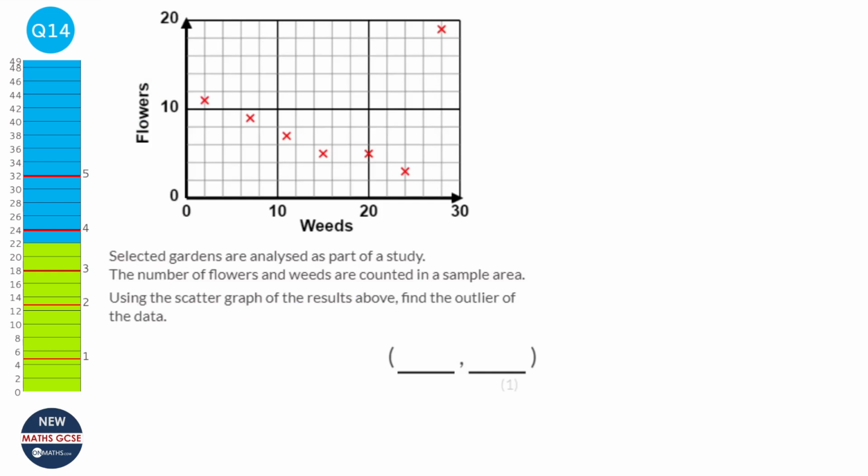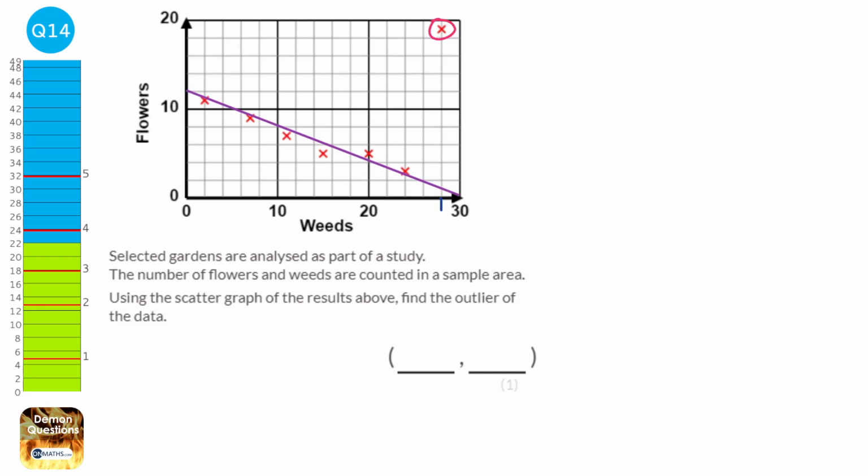On a scatter graph, an outlier is a point which doesn't fit the pattern. And as we can see here, all of these coordinates fit a nice line going down there, so they all are showing a trend. But we've got this point here that's nowhere near that trend at all, and that's what we call an outlier.